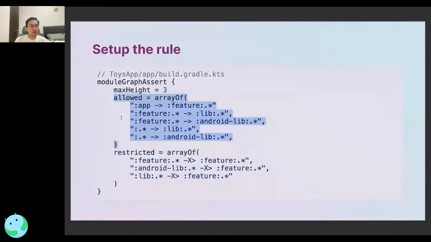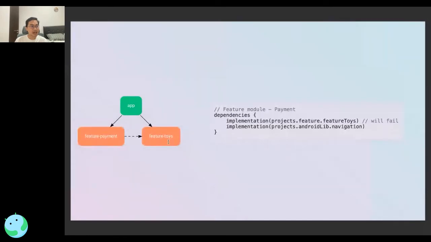The app module can depend on feature modules. The feature module can have dependencies to library modules, but we restrict the following relationships, where feature modules cannot have dependencies to other feature modules, and Android libraries or libraries cannot have dependencies to feature modules. So yeah, let's test our rule by making the payment module depend on the toys module, like this.